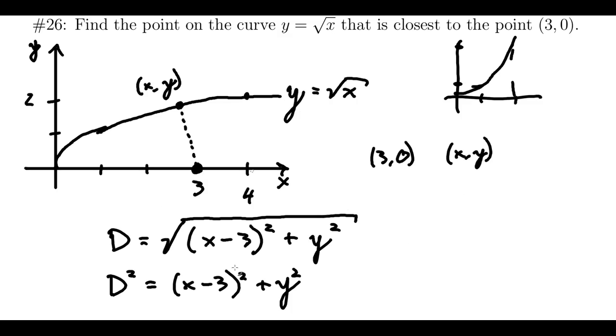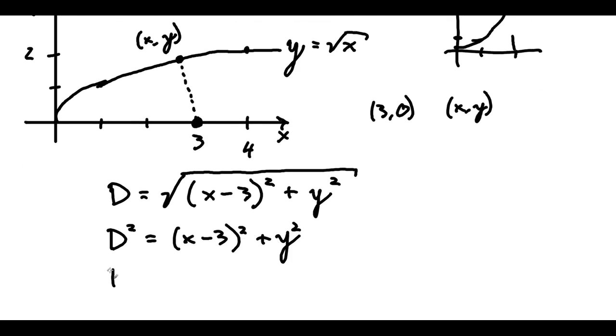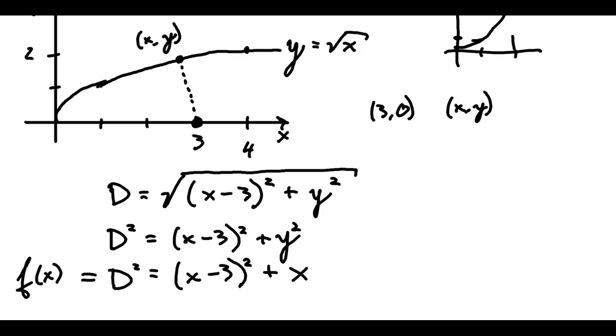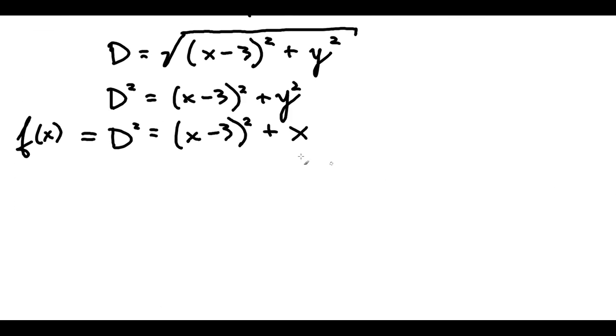We also remember that we're only concerned with (x, y) points that are on this curve. So y is equal to the square root of x, which means that when we square y, y squared is just equal to x. So we have (x minus 3) squared plus x, a nice, simple expression, and that can be our optimization function f of x. We define a function f to be the squared distance between those two points.